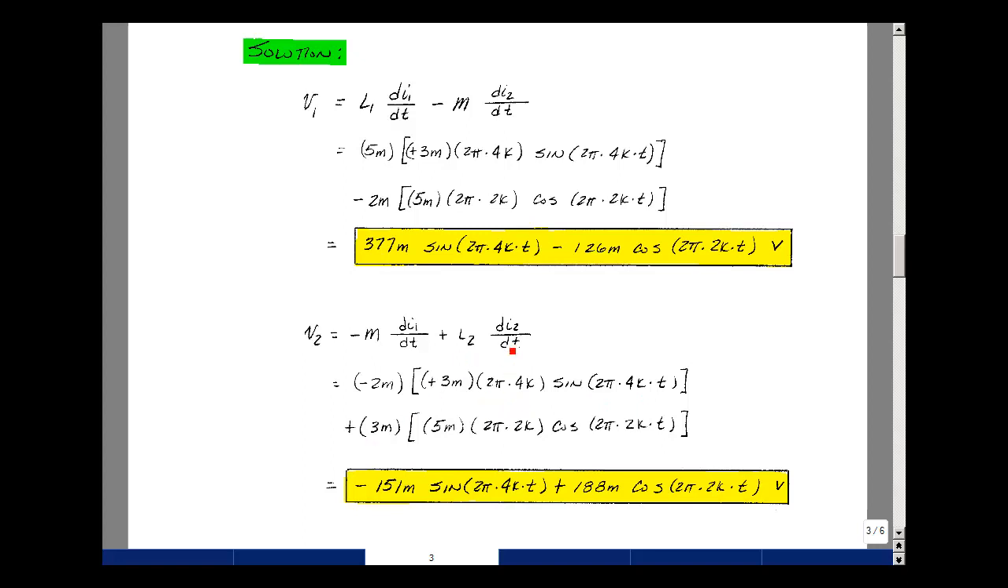And then the current I2 was 5 milli times the sine of 2 pi 2kt, so the derivative of that is cosine, and the derivative with respect to t of this bracket is 2 pi times 2k. So you can multiply this out and we get a minus 150 milli times the sine of 2 pi 4kt, and then this all multiplied out is 188 milli times the cosine of 2 pi times 2kt. And this is supplemental problem 15.2.